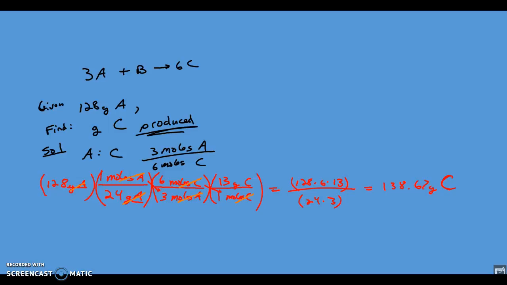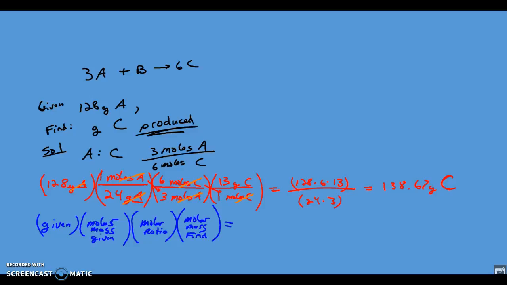So another review, take a step back. First we have what's given. That's in our first parentheses. Second parentheses, we have the molar mass of whatever is given. Whatever element that's given, that's the molar mass that goes first. Next, we have the molar ratio. Then we have the molar mass of what we're trying to find. And that's it.